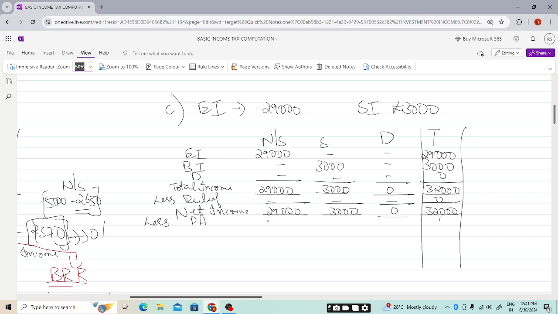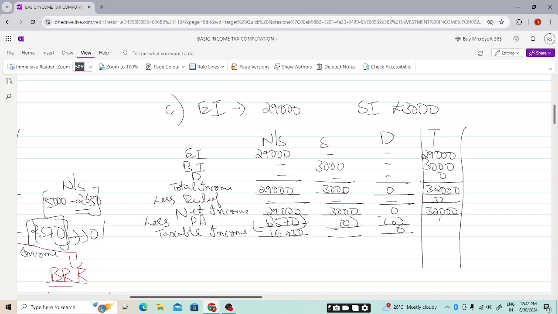So personal allowance will be reduced in which order? Non-saving, saving and dividend income, that is 12,570. The whole will be reduced from the non-saving only, because we are having a huge amount of non-saving income. So this will give rise to taxable income. What will be our taxable income? Our taxable income will be 16,430. Clear with this? And 0, nothing is available here.